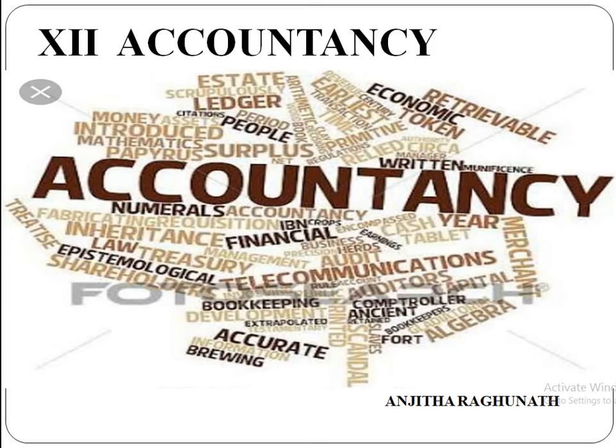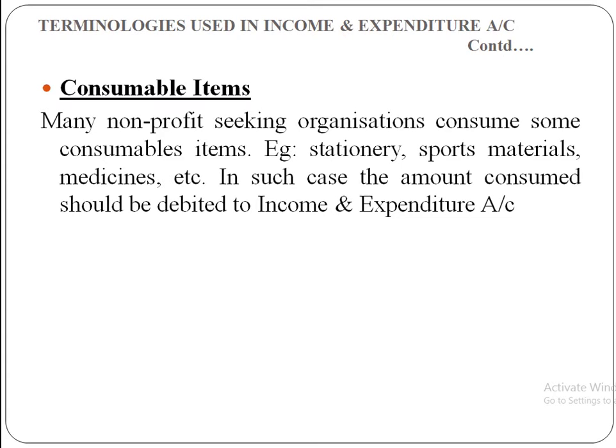In the last class we discussed the topic of some terminologies or terms used in the income and expenditure account. Today also we are continuing the same topic, that is the remaining terms used in the income and expenditure account. So the next terminology is consumable items. What do you mean by consumable item?